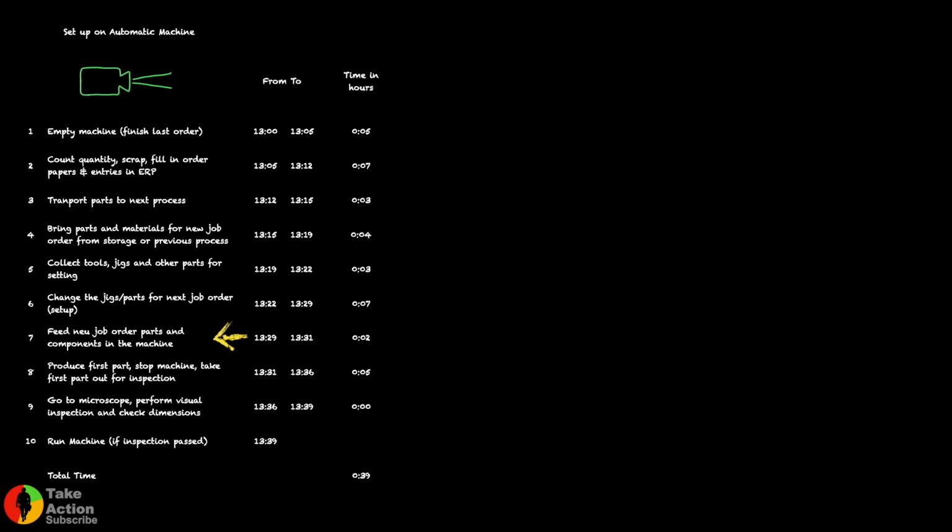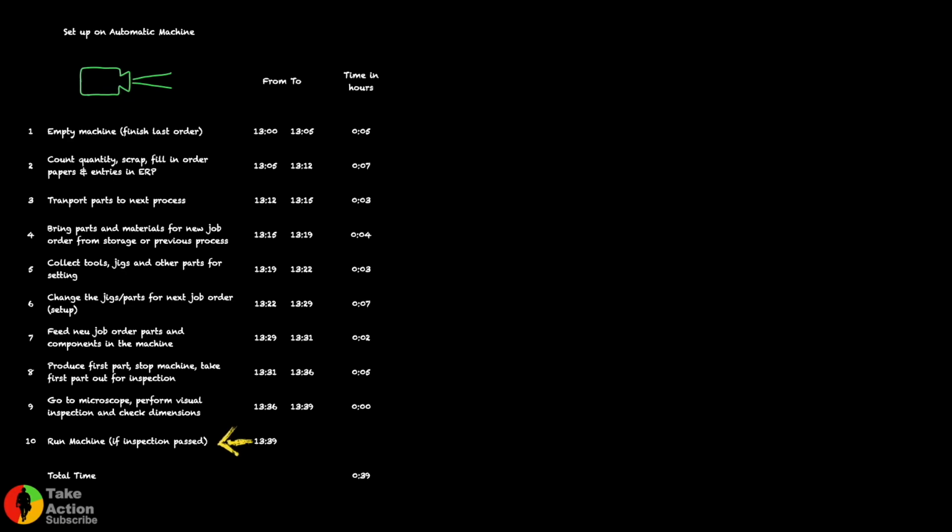Activity number 7 is that after setting up, he's starting the job order. He's feeding the material for the new job order and starting the machine. Activity number 8 is that after production of the first part, he's stopping the machine. Activity number 9 is going to the microscope. He's checking the part visually if everything is okay, and checking the main dimensions of that part. And if everything is okay, the last activity is that he starts the machine.